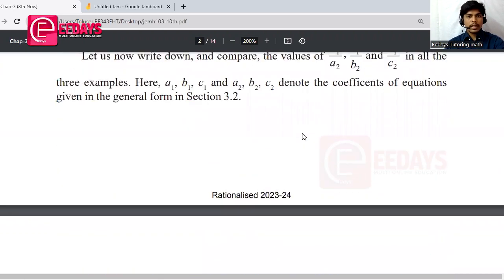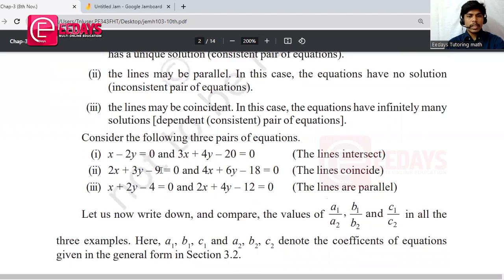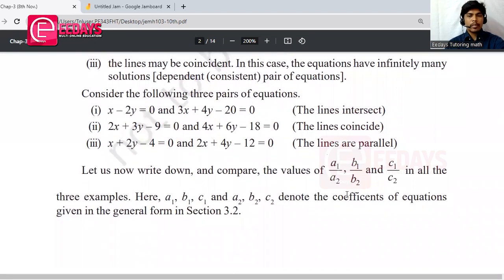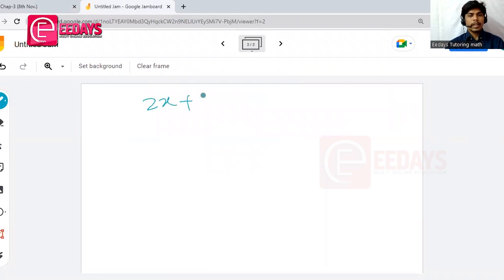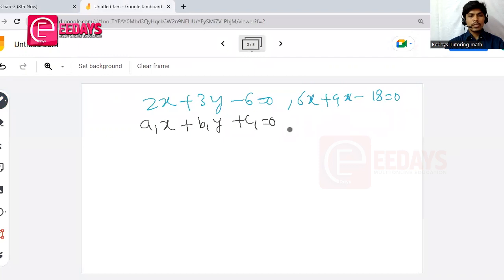So this is the actual data. Here a1, b1, c1 and a2, b2, c2 are given as the coefficients of the equations. You compare the ratios a1 by a2 and so on. Let's understand in depth. I'll give you the equation 2x plus 3y minus 6 equals 0 as the first equation, and the second equation is 6x plus 9y minus 18 equals 0. Compare with the general form a1x plus b1y plus c1 equals 0 and a2x plus b2y plus c2 equals 0. I'm taking one example for your reference.